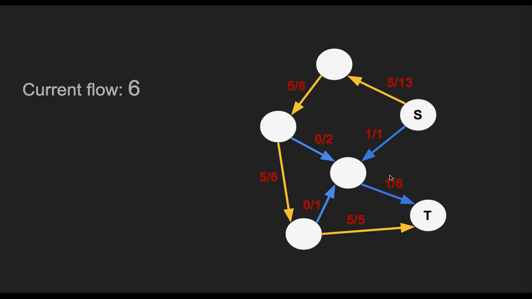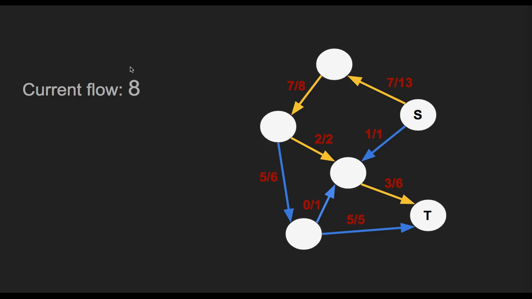So we have 1 coming from here, 5 coming through here. We could also add 2 more coming up from S to this upper node, going down, and then instead of going down here, we could go over here and add through this way. So that's the next augmenting path, and we're up to a current flow of 8. And then we have 1 more augmenting path that we could add flow through.